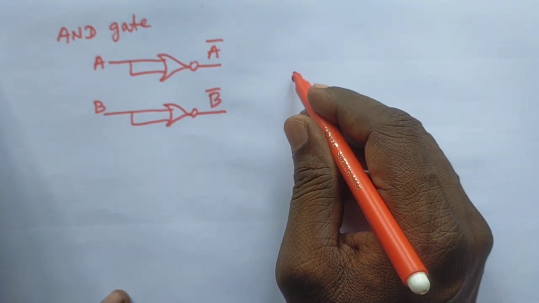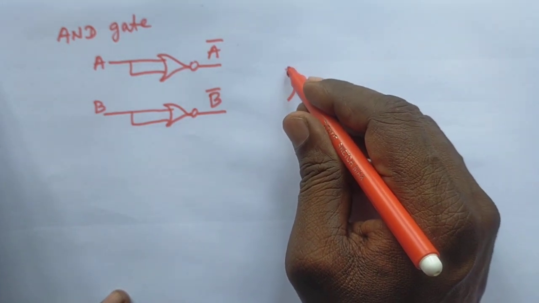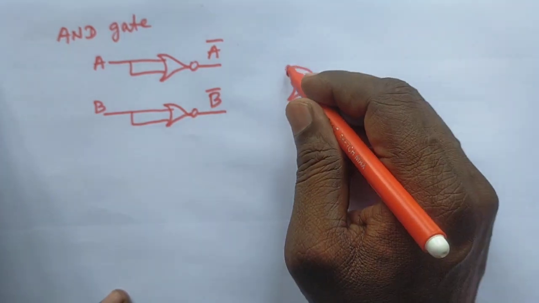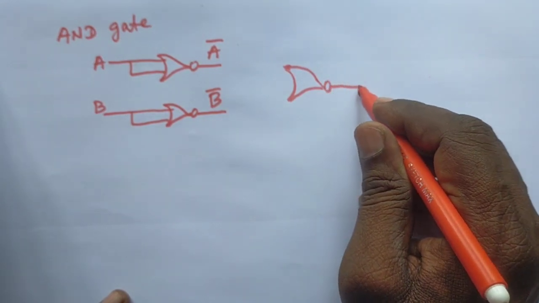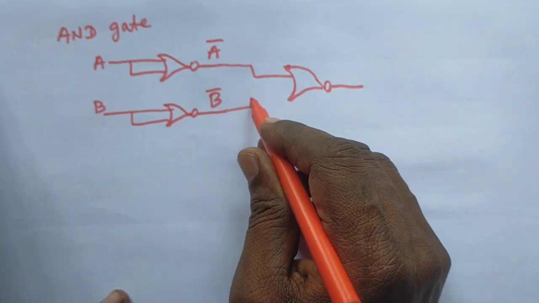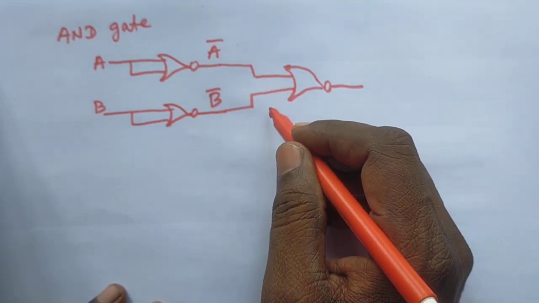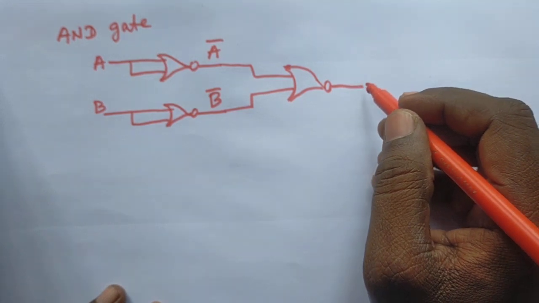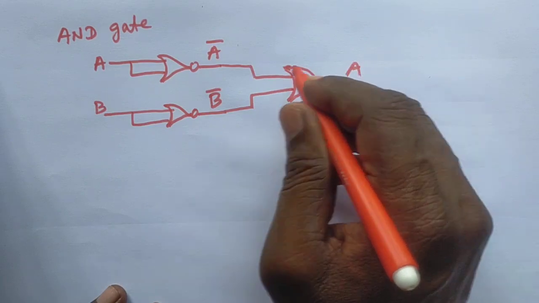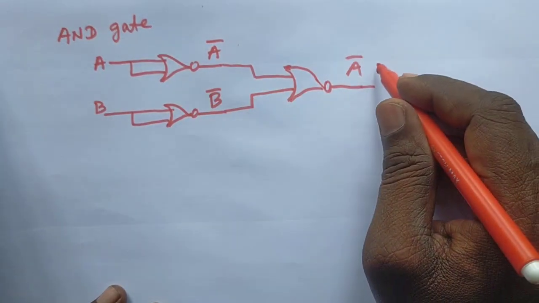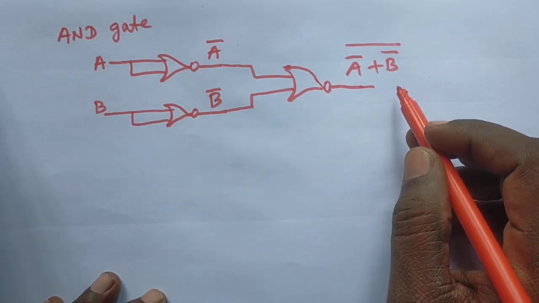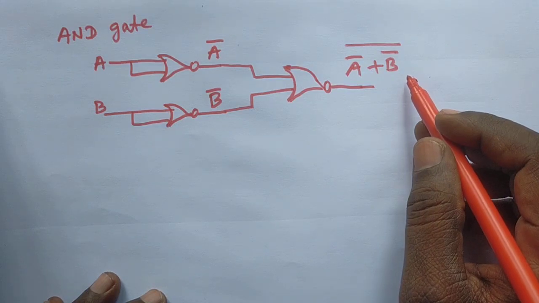But here we again use a NOR gate, another NOR gate like this. This NOR gate takes two inputs, A complement and B complement. So what is the result? In a very simple way, that means A complement plus B complement, and again the whole is complemented. You see, very simple, we consider this complement separately.